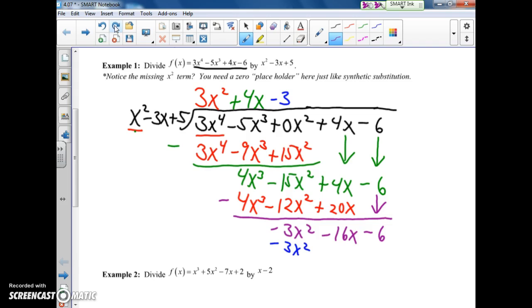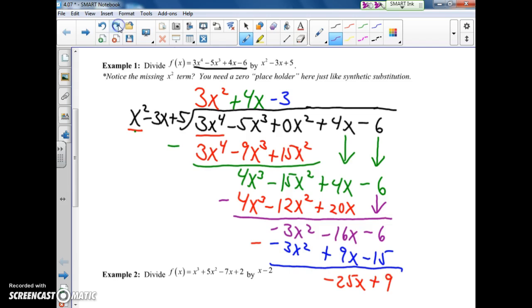Negative 3 times negative 3x is positive 9x. And negative 3 times 5 is how much? Negative 15. And then we're going to do what? Subtract. How much is negative 3x squared minus negative 3x squared? 0. Once again, the heads cancel. How much is negative 16x minus 9x? Negative 25x. How much is negative 6 minus negative 15? Positive 9.